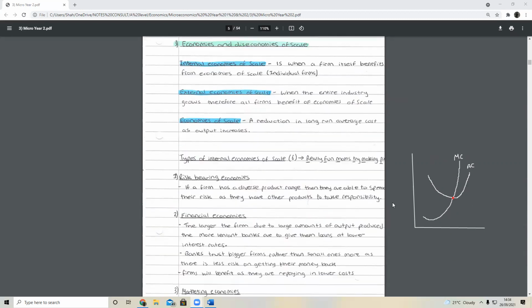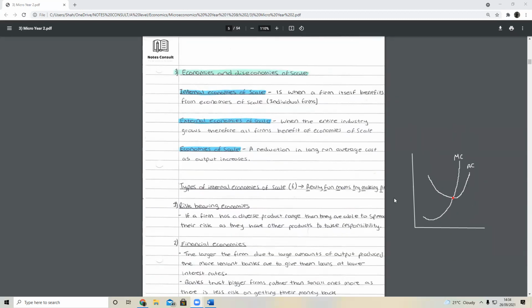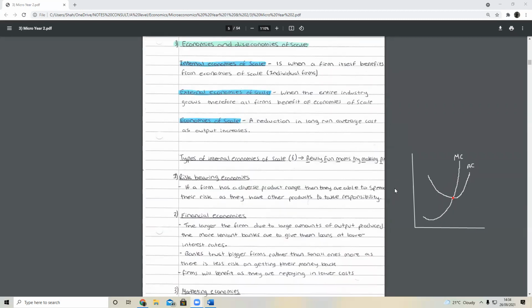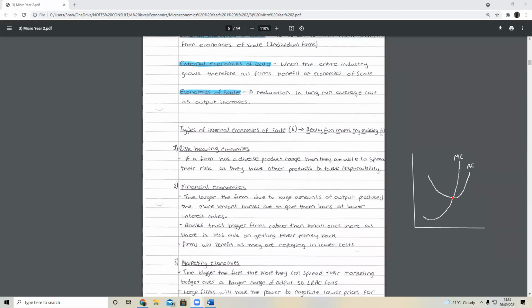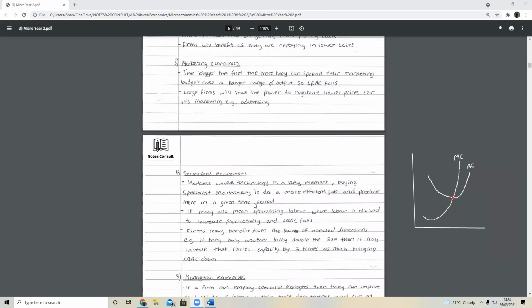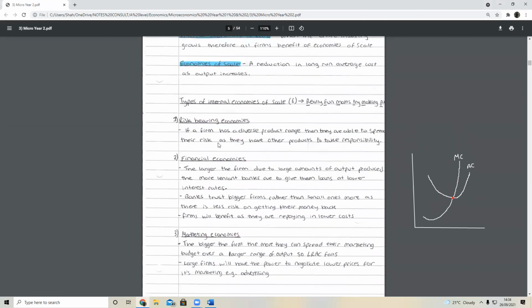Sometimes they also use EOS as short for economies of scale. So anytime you see EOS, that means economies of scale. But let's look at the different types of EOS. One good acronym that I used to use is really fun moms try making pies. Okay, so these are the different types where we have internal EOS.